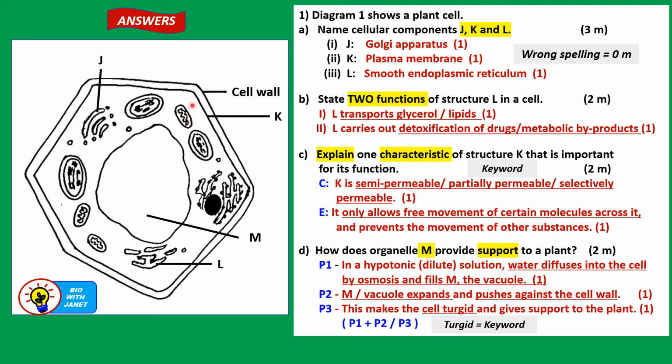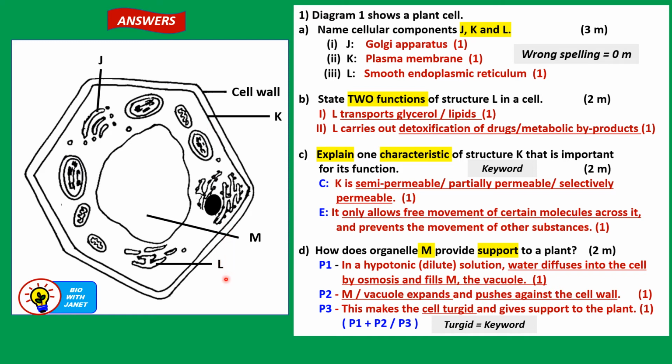And then K is the inner line here. So it's not the cell wall. It's the membrane that is beside the cell wall, next to the cell wall. And this is the plasma membrane. If you write cell wall, it's wrong. The outer line is the cell wall. The inner line refers to the plasma membrane.